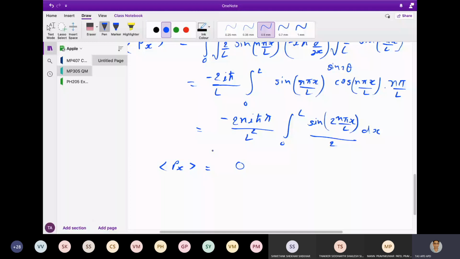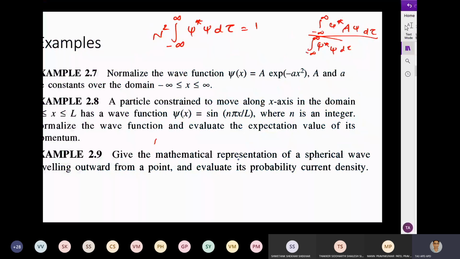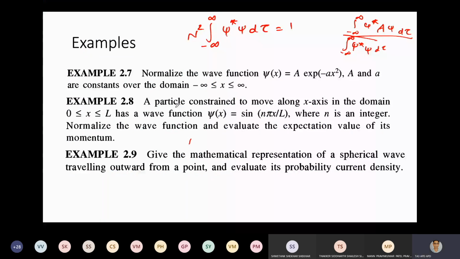So it is very interesting to see that the expectation value of the momentum is actually 0. And it's very interesting because it says that the particle is constrained to move along the x-axis in the domain 0 to L. So it is moving, but the expectation value of the momentum is 0. Yeah, it's very, very interesting. We'll see these things later on also, what actually this means, how is it possible, when you will go through more detailed concepts. Okay, so I hope everybody is getting this answer equal to 0.